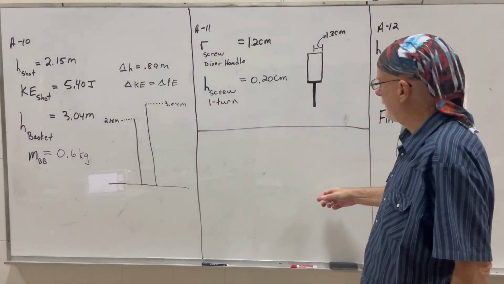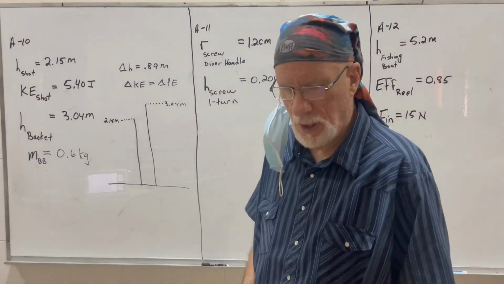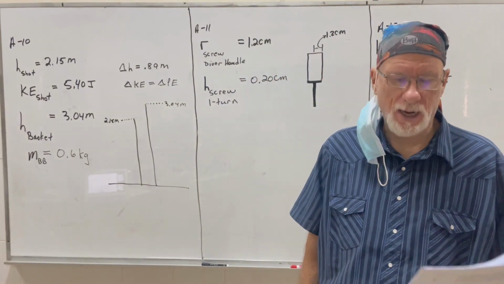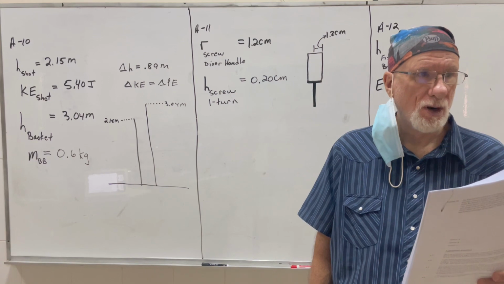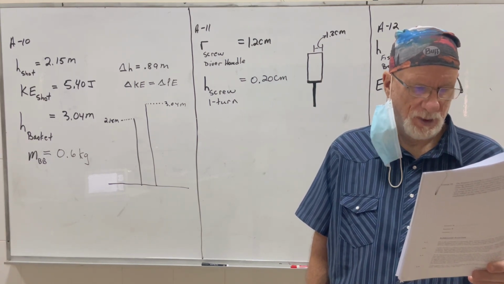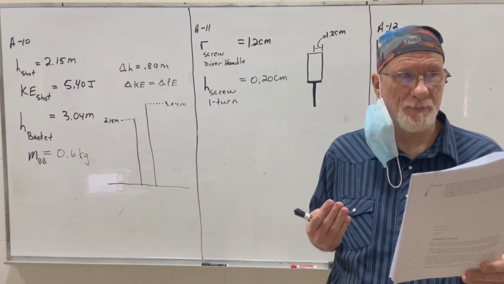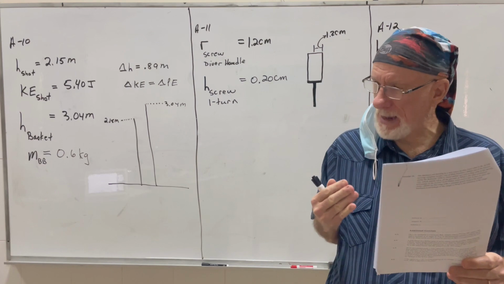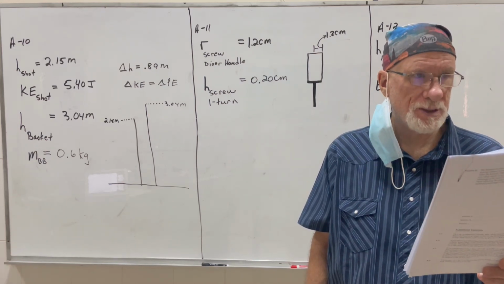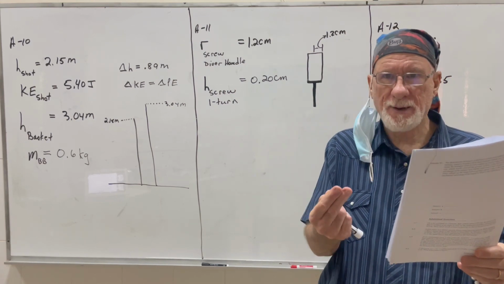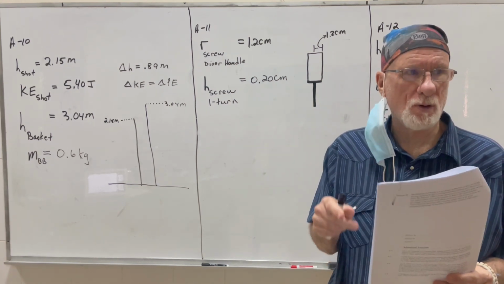Okay. This one talks about a screwdriver. Let me read the problem to you. Number 11. Mr. McIntosh, a computer technician, uses a screwdriver with a handle of radius 1.2 centimeters to remove a screw in the back of a computer. The screw moves out from the back. It moves out 0.2 centimeters. Do you understand what that means? So you turn it once, and it's coming out 0.2 centimeters on one complete turn of the screwdriver or of the screw.